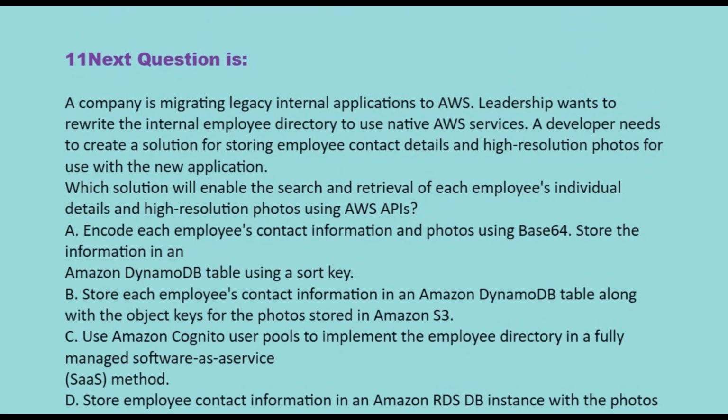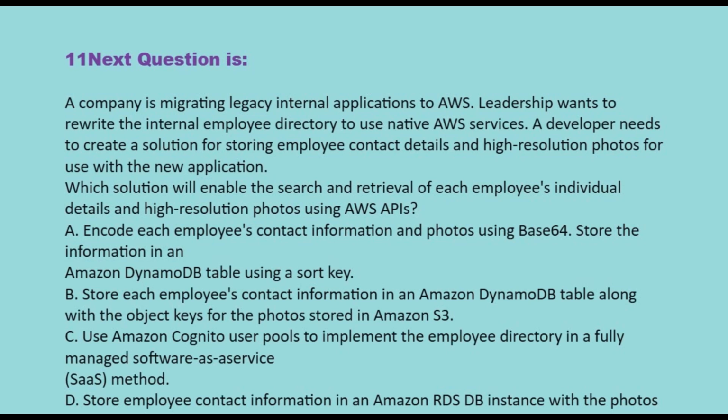Question is, a company is migrating legacy internal applications to AWS. Leadership wants to rewrite the internal employee directory to use native AWS services. A developer needs to create a solution for storing employee contact details and high-resolution photos for use with the new application. Which solution will enable the search and retrieval of each employee's individual details and high-resolution photos using AWS APIs?